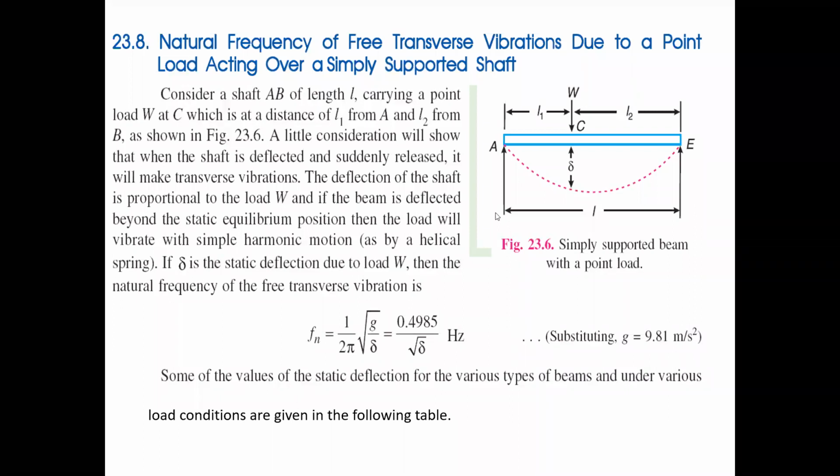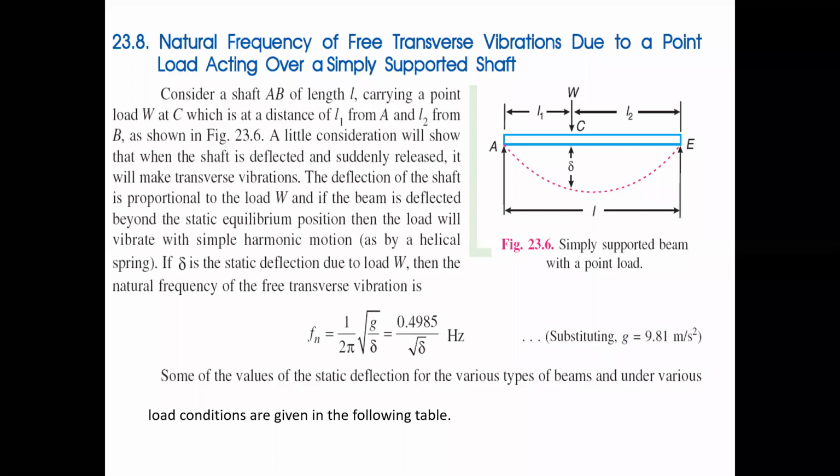Natural frequency of free transverse vibrations due to a point load acting over a simply supported shaft. Now all of you observe that. What we have seen in earlier cases was the type of beam, or cantilever. Now we also consider a simply supported shaft. When we consider the simply supported shaft, the shaft is carrying a point load, having a distance L1 from one end and L2 from the other end. The total length of the shaft is L.